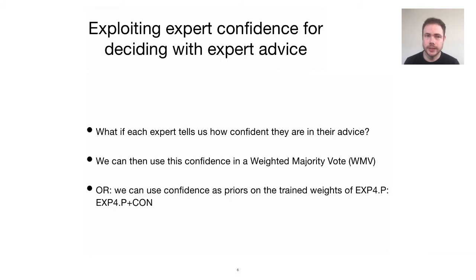Well, concretely, in addition to their advice, we also ask experts to tell us how good they believe their advice is. We can then use this confidence, for example, in a weighted majority vote, in which case we blindly trust the confidence to be accurate, or instead we proposed XP4P plus con, which adapts XP4P to make use of this confidence by using it as a prior on the expert weights it maintains. So instead of initializing the weights uniformly, we initialize the weights based on the provided confidence.